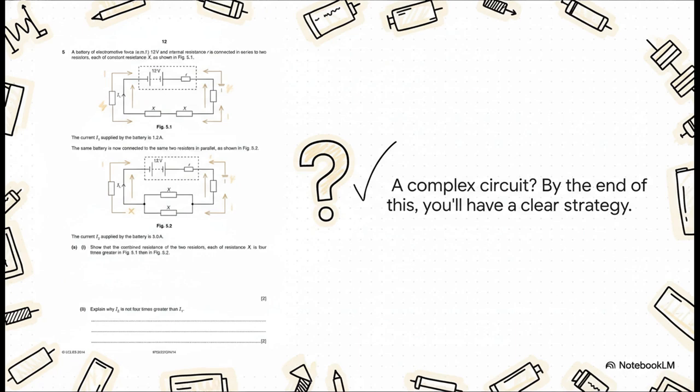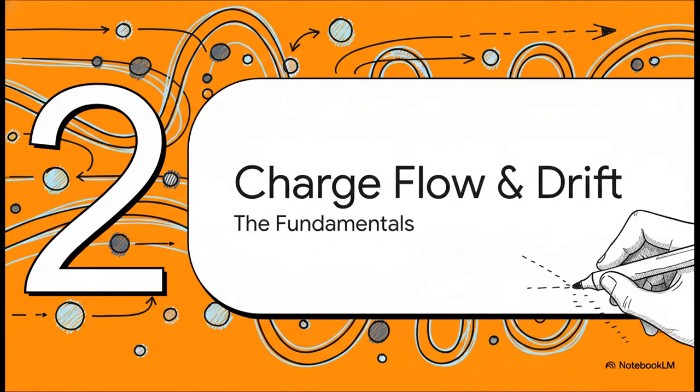I mean, take a look at a circuit like this from a past paper. It might seem pretty intimidating right now. You've got resistors in series, in parallel, there's internal resistance. Where do you even begin? Well, the whole point of this explainer is to give you a step-by-step method so that when you see something like this, you don't panic. You have a plan. And that plan all starts with the basics.